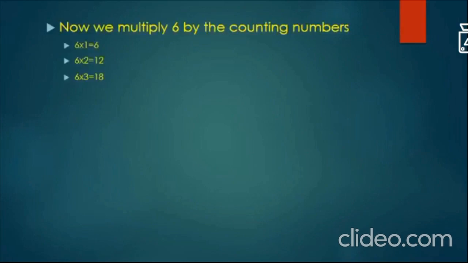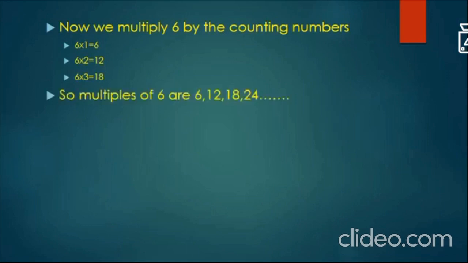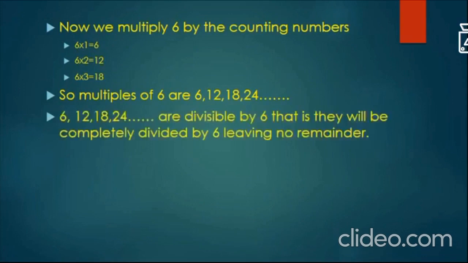Now, second example, we multiply 6 by the counting numbers 1, 2, 3, 4, any number. 6 multiplied by 1 is equal to 6. 6 multiplied by 2 is equal to 12. 6 multiplied by 3 is equal to 18. 6 multiplied by 4 is equal to 24, and so on. So multiples of 6 are 6, 12, 18, 24, 30, 36, 42, 54, 60, and so on.